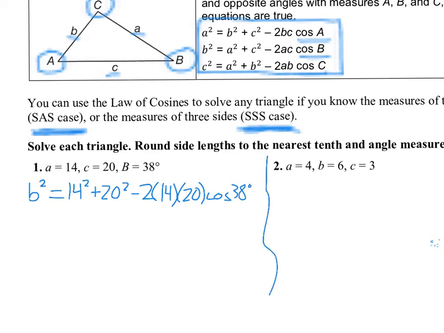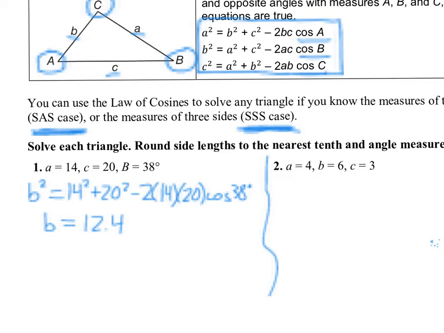Okay, using a calculator, make sure you're in degree mode. I get that B squared is 154.7. I want to square root that, so I get B equals 12.4. The directions say round side lengths to the nearest tenth, and angle measures to the nearest degree. Alright, so we have all three sides now. We need two more angles. So how do we find the other two angles?